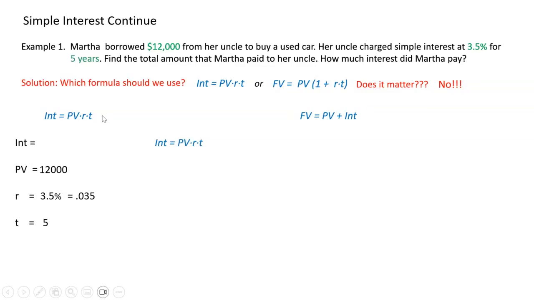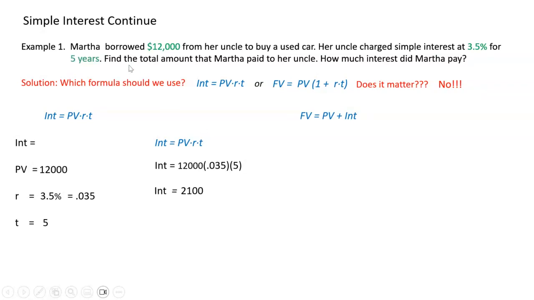So all we do is plug everything into the formula, right? There's my present value, which is 12,000. There's my interest rate, which is 0.035. And my time is in years, so it's 5. And all you do is use your calculator, guys, to get the result. So it's going to give you 2,100. That's how much money was in interest.